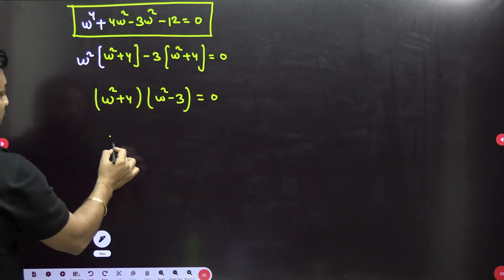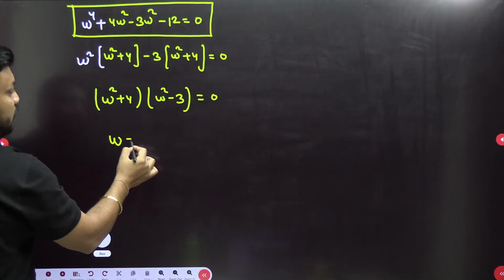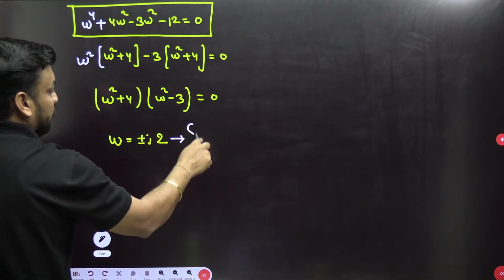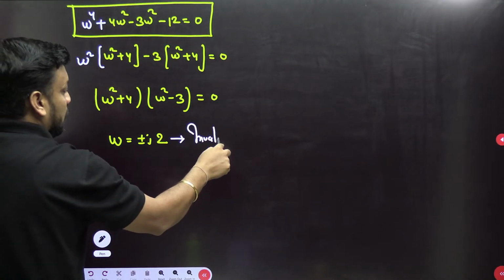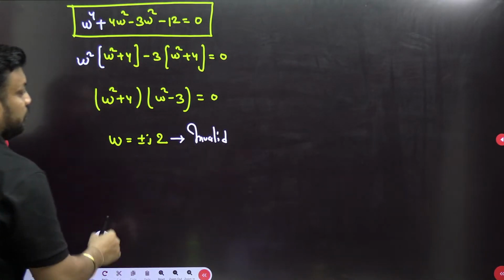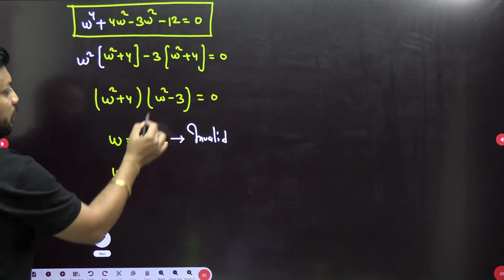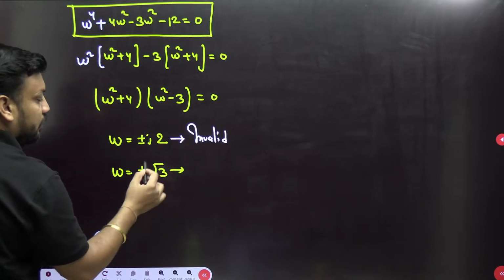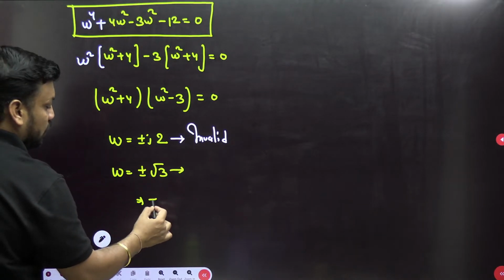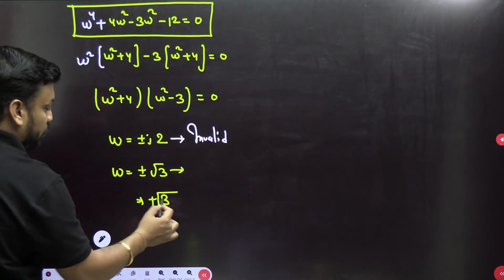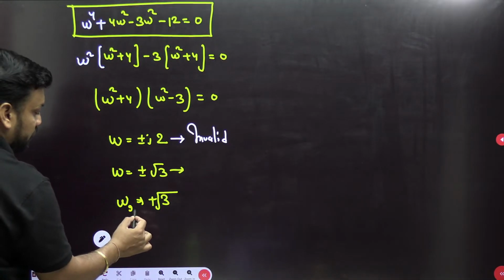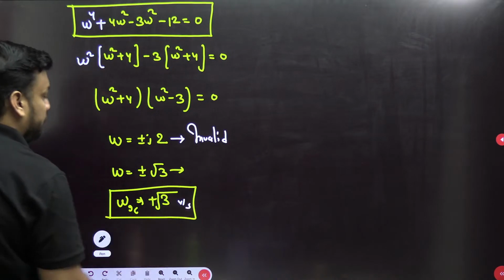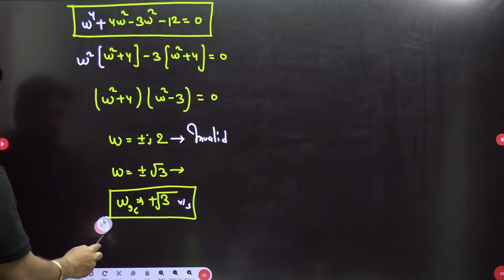So from this equation, when you equate this term to 0, it will give you plus minus j2, which is invalid, because frequency is never imaginary. And from here you will get omega equal to plus minus root 3. And we know that frequency is never negative. So what is the only valid one? Plus root 3 is the only valid, sir. So omega GC value is nothing but plus root 3 radian per second. Is it clear or not?